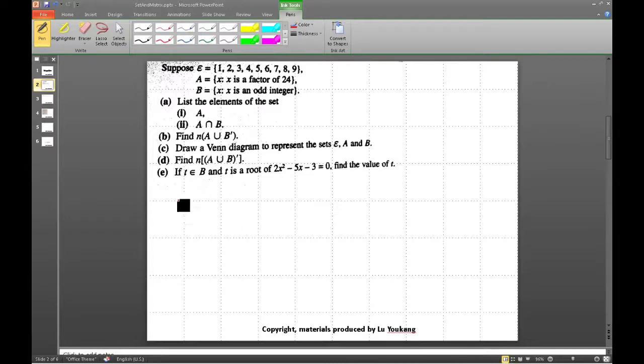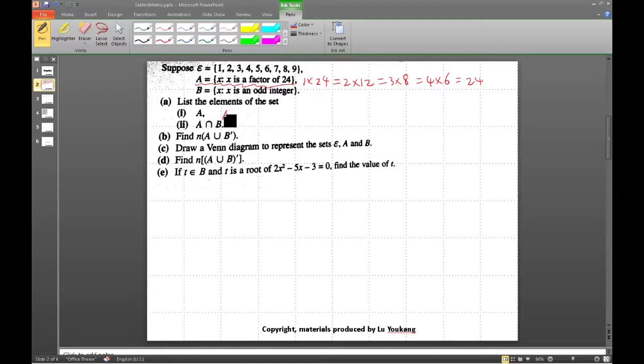Okay, let's take a look at part A. Part A, we are asked to list the elements of the set A. Therefore, we need to know what is set A. Set A says x is a factor of 24. Therefore, I am going to list down all the factors of 24. 1 times 24, 2 times 12, 3 times 8, 4 times 6. And they are all factors of 24.